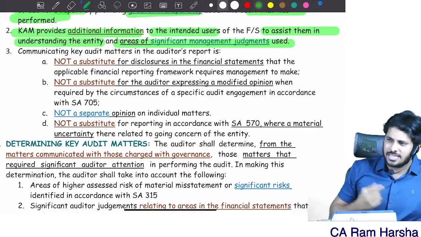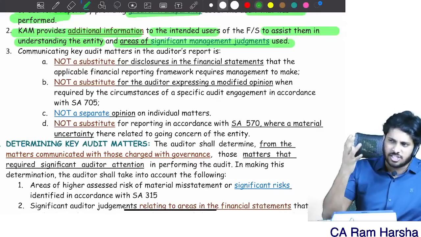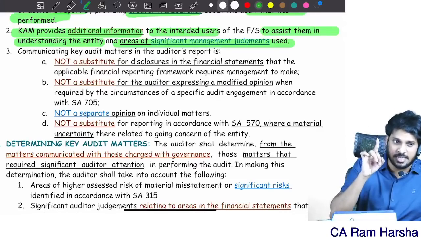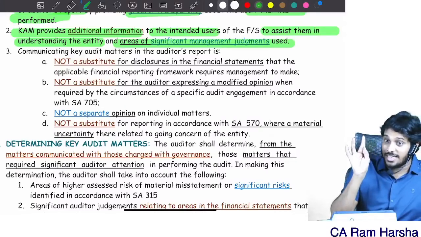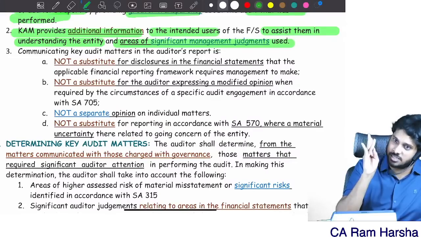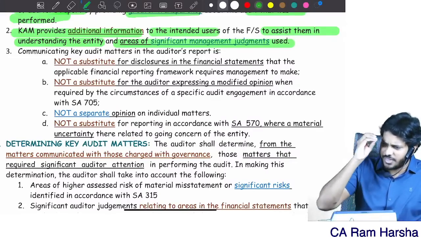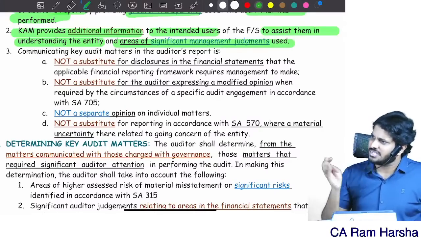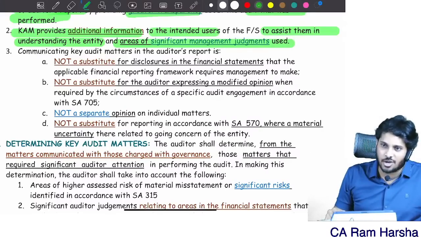Key audit matter. Tell me, in the audit of the current period, generally what will I feel important? What will I feel important in audit? Either it is a significant transaction, or it involves a significant judgment, or it involves significant risk. If something significant is there, that is why it is an important issue. If nothing is significant, if it is immaterial, will I select it under key audit matters?